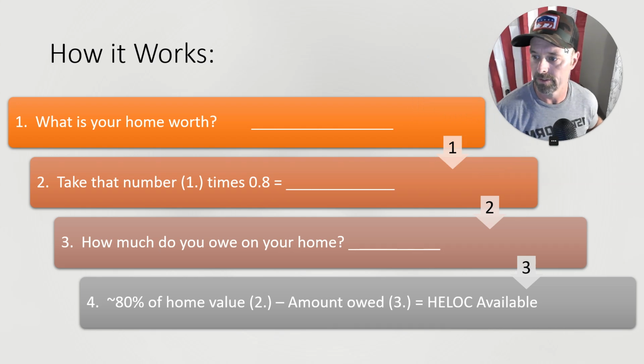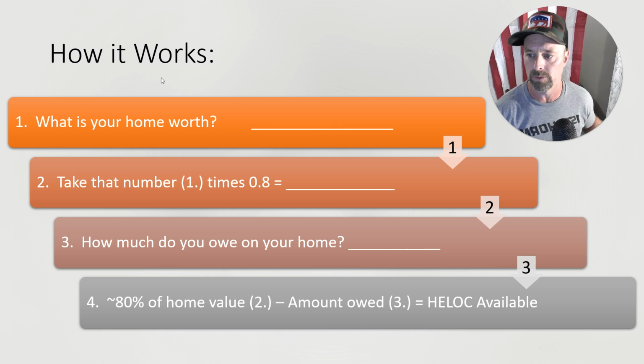How it works. So basically, figure out what your home is worth. You can go on Zillow, Realtor.com, whatever. You can get your Zestimate. You have an average. You kind of know what your house is worth, right? You can talk to a realtor if you want. You can get what's called a BPO, a broker's price opinion. You might have to pay a couple bucks for that, but if you know a realtor, they can usually do that pretty simply. But that number one is figure out what your home is worth.